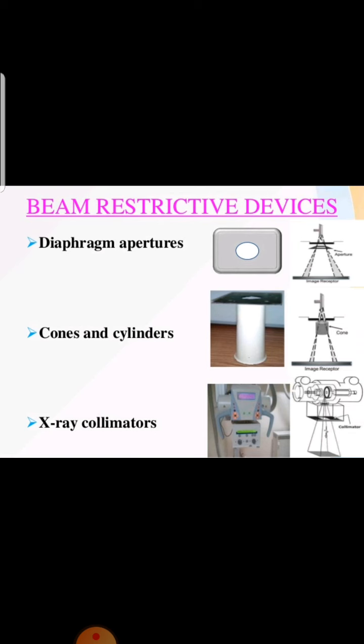And now we will talk about the types of beam restrictive devices, and we have talked about the collimators already, and in our today's lecture we will discuss the diaphragm apertures and cones and cylinders. Now they are not routinely used in radiography, but yes, they have applications in various radiographic procedures. For example, the diaphragm apertures, we use them in dental procedures, in dental radiography, and we use them in trauma procedures as well.